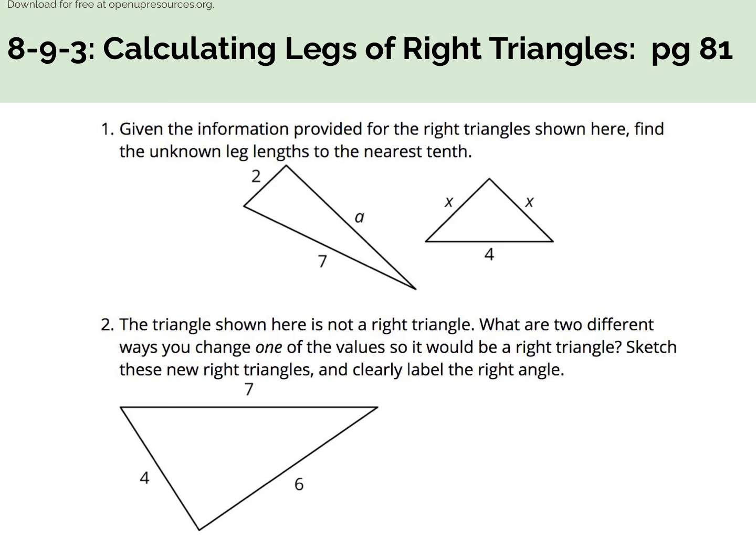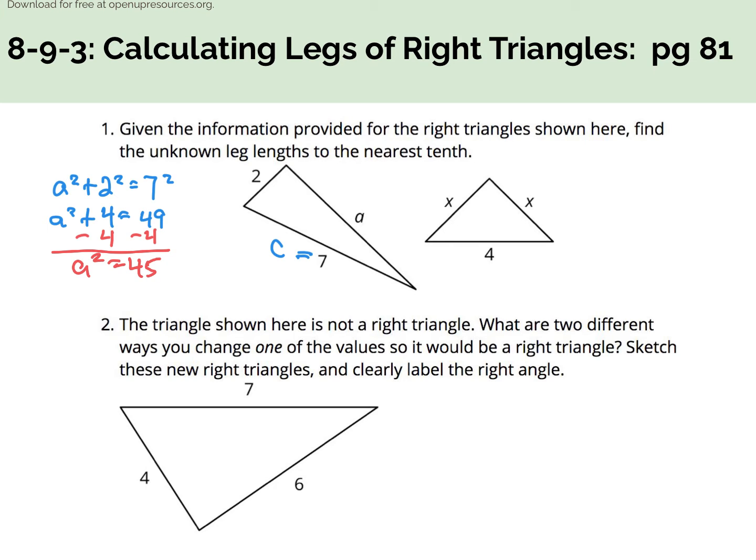Alrighty, so if we look at this, the 7 is actually going to be c. It doesn't really have that labeled, but we're going to say that this is c. So we have a squared plus 2 squared equals 7 squared. 2 squared is 4. 7 squared is 49. Then we want to get a by itself, so we subtract 4 from both sides. So what is left over? We have a squared equals 45.